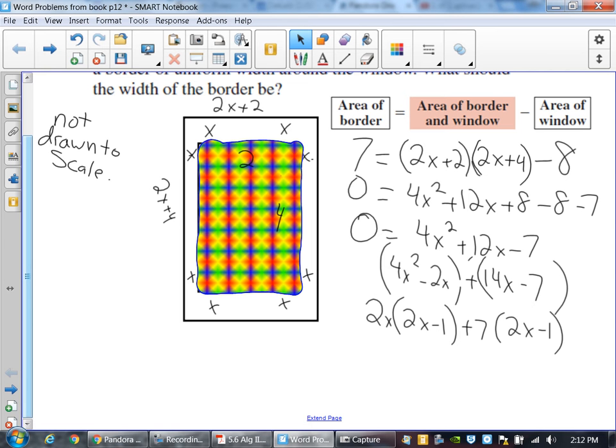Yes, ma'am? How did you get the 7 to be a 0? I moved it over. I subtracted the 7 to the right. Oh, okay. Going this way.